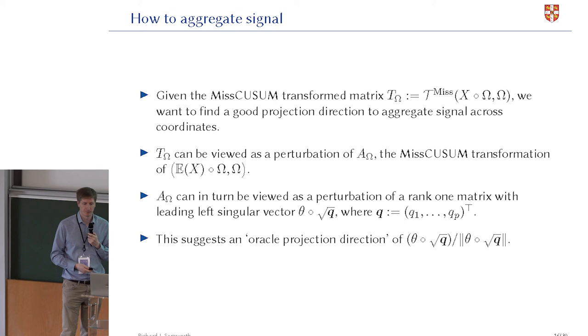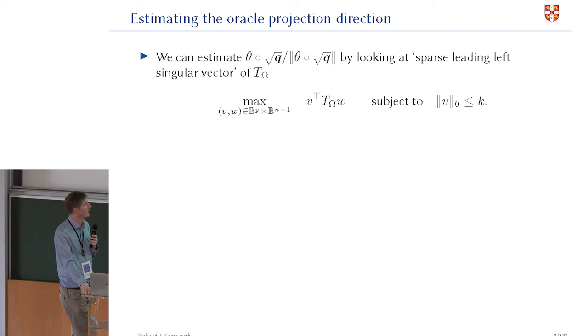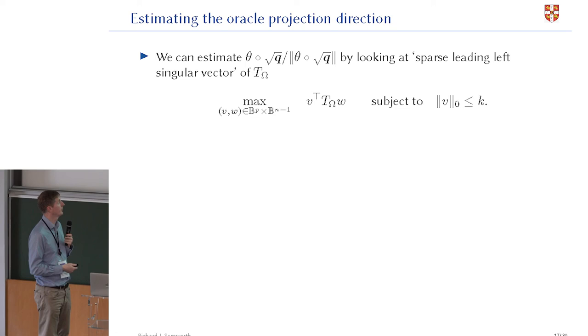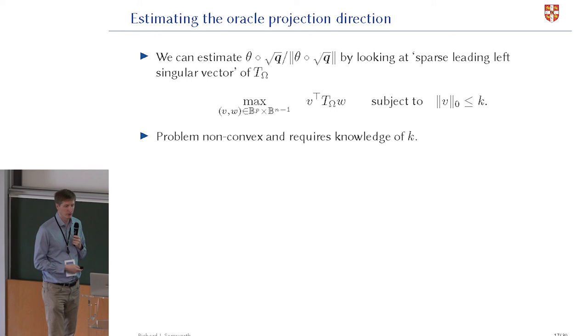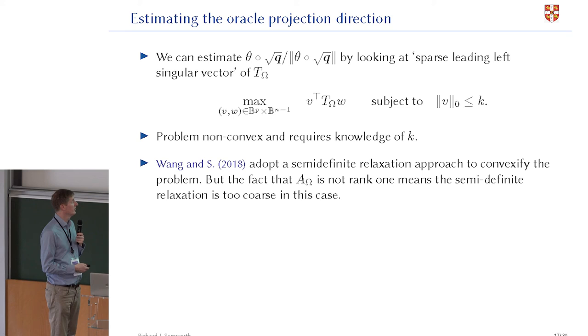Somewhat similarly, but a little bit differently from what we had in the no missingness case, we're going to think again about sparse leading singular vectors, but actually it's in that slightly transformed form that we want to think about it, where we've now got our two variables again, a v and a w. We're thinking about this sort of mixed quadratic form, and we've got the sparsity constraint, which again is a non-convex constraint. That would, as well as being a non-convex optimization problem, require the knowledge of k. And it turns out, this is something we observed empirically, that it's just too coarse if you try to do a similar sort of semi-definite relaxation to what we did last time.